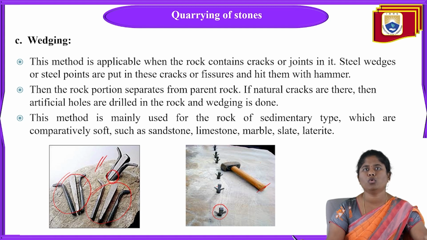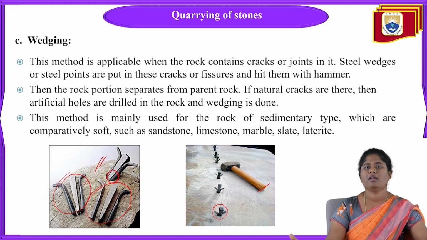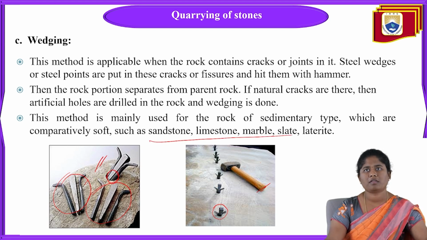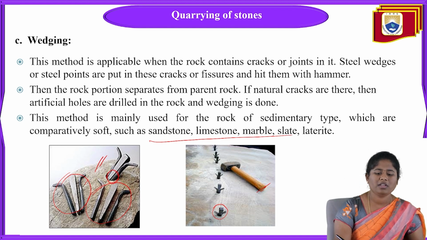This method is suitable for rocks like sedimentary rocks, which are very soft in nature, such as laterite. Just now I said laterite is a clay rock, soft in nature. Only soft stones can be worked with hand tools. There you can see some examples: sandstone, limestone, marble, slate, laterite. These are all examples of soft stones, easily breakable with hand tools itself. Sedimentary rocks are loose rocks, like sandstone and limestone. That's why by the wedging process we can easily break these rocks from the parent rock.